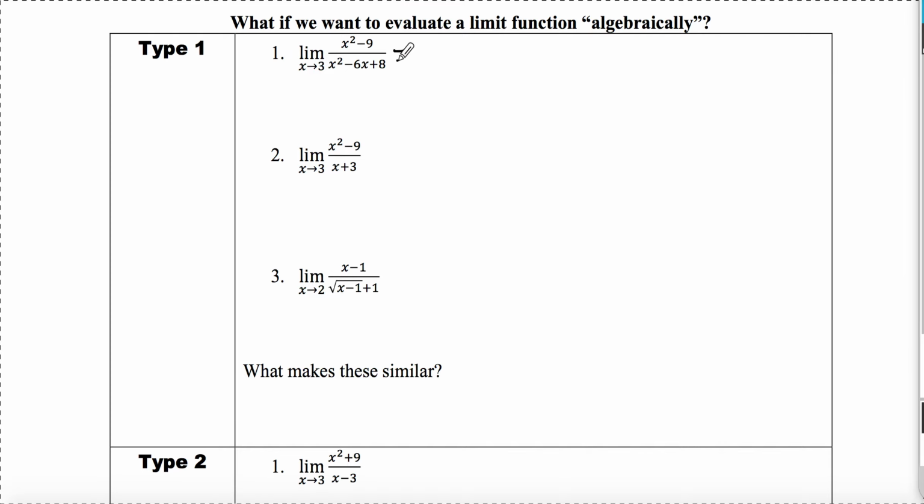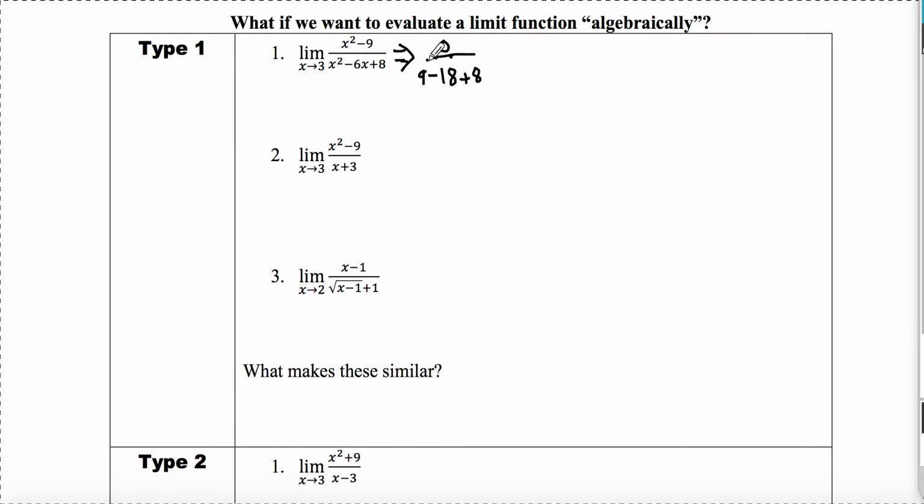Notice I'm not going to put an equal sign. I'm going to put a little arrow sign because we've got to be really honest with our equal sign. We can only put equal if we know something's going to be equal. I'm just going to test something here. I'm just going to plug in the point, all right? So let me plug in 3. If I plug in 3 up here, I get 3 squared minus 9, so that'd be 0, over, when I plug in 3 down here, I'll get 9 minus 18, right, plus 8.